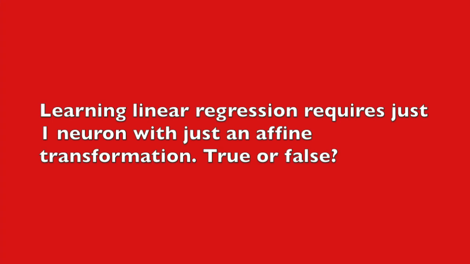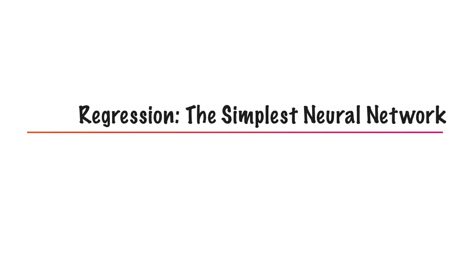Here is a question that I'd like us to ponder over as we go through the contents of this video. Learning or reverse engineering linear regression requires just one neuron and just an affine transformation. An affine transformation or a linear transformation is all that's required, and it's only one neuron that's needed to learn or reverse engineer linear regression. True or false? Let's now jump into a simple example.